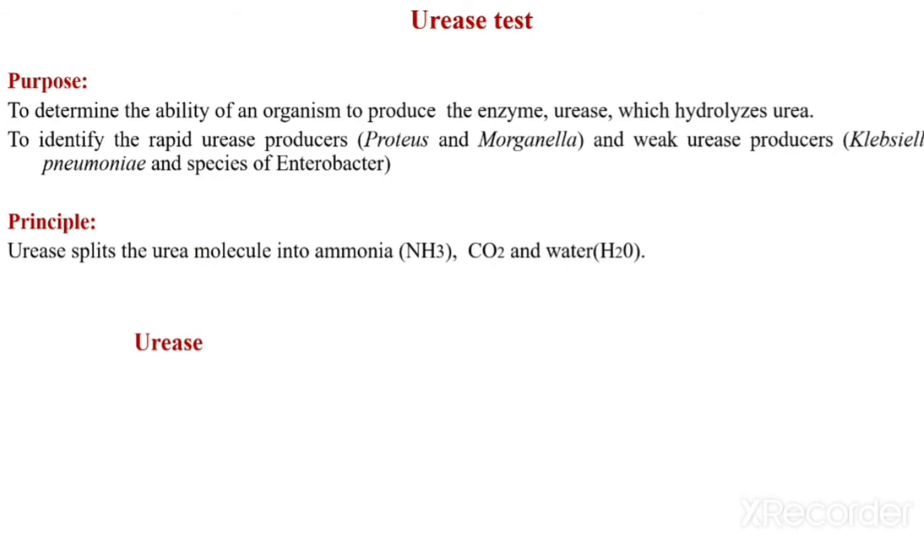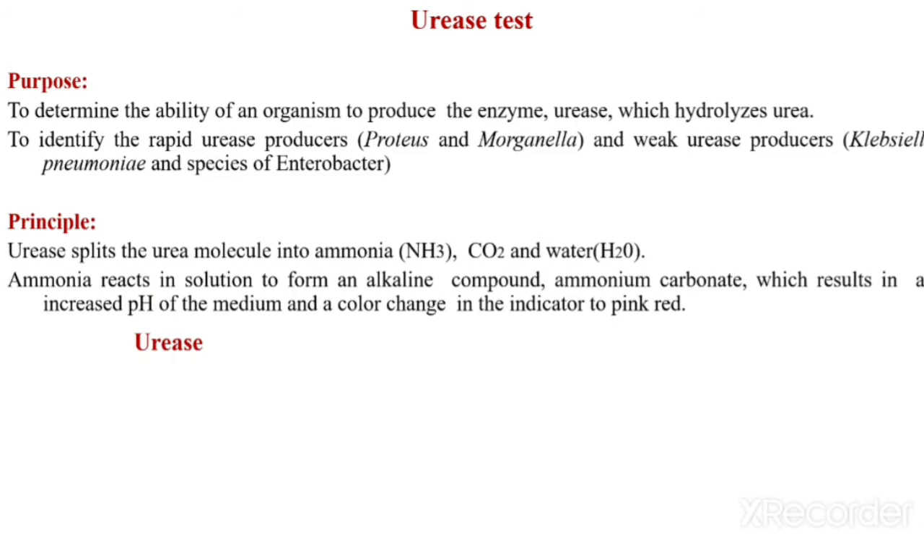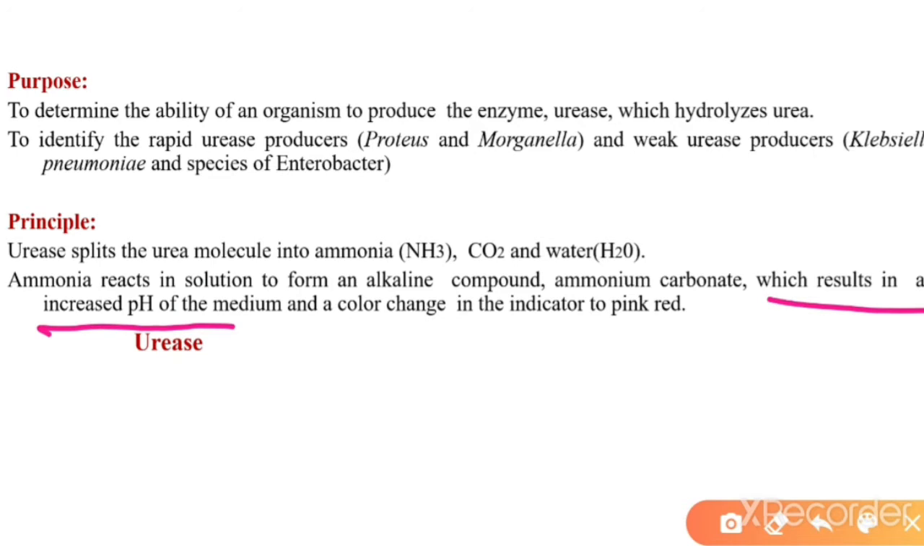Now what is the principle? Urease splits the urea molecules into ammonia, CO2 and water. Ammonia reacts with the solution to form an alkaline compound, ammonium carbonate, which results in an increased pH of the medium and color change in the indicator to pink red.